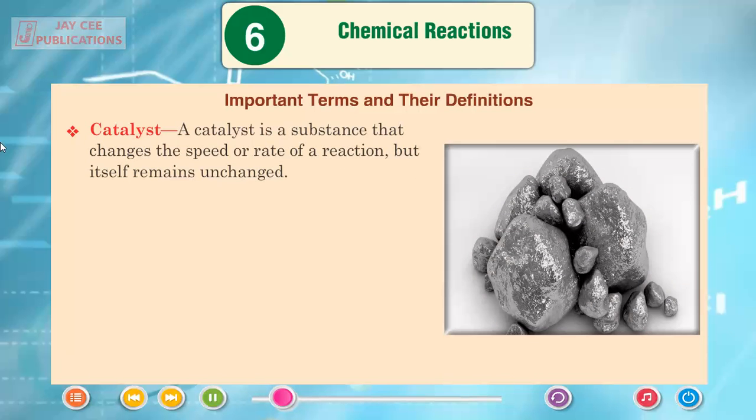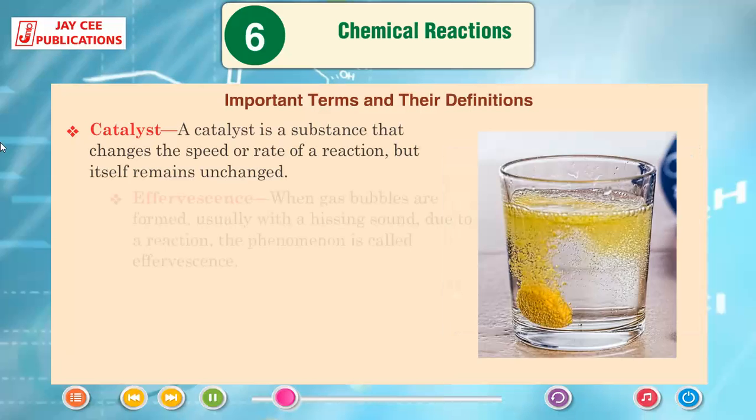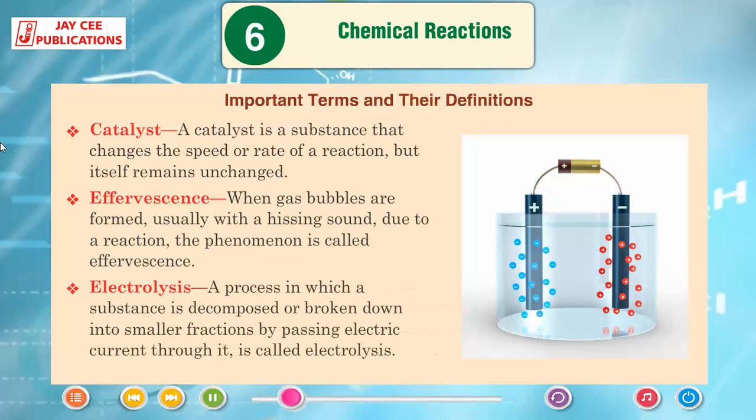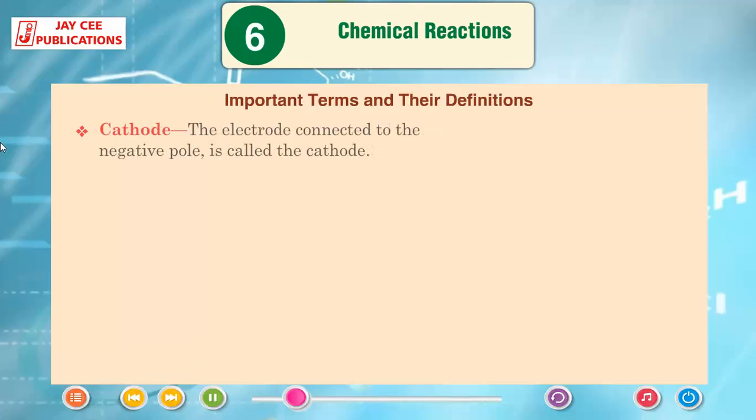Catalyst. A catalyst is a substance that changes the speed or rate of a reaction but itself remains unchanged. Effervescence. When gas bubbles are formed, usually with a hissing sound due to a reaction, the phenomenon is called effervescence. Electrolysis. A process in which a substance is decomposed or broken down into smaller fractions by passing electric current through it is called electrolysis.